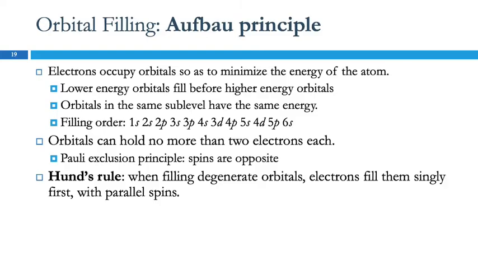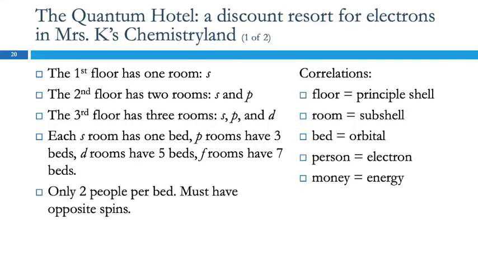Orbitals can hold no more than 2 electrons. And this is because of the Pauli exclusion principle. We have to have 4 quantum numbers and a unique set for each electron. So if you're in the same orbital, you've got the first 3 the same, so the 4th one has to be different. The spin has to be opposite. And then Hund's rule says that when you're filling degenerate orbitals, electrons fill them singly first with parallel spins, and I'll get to that.